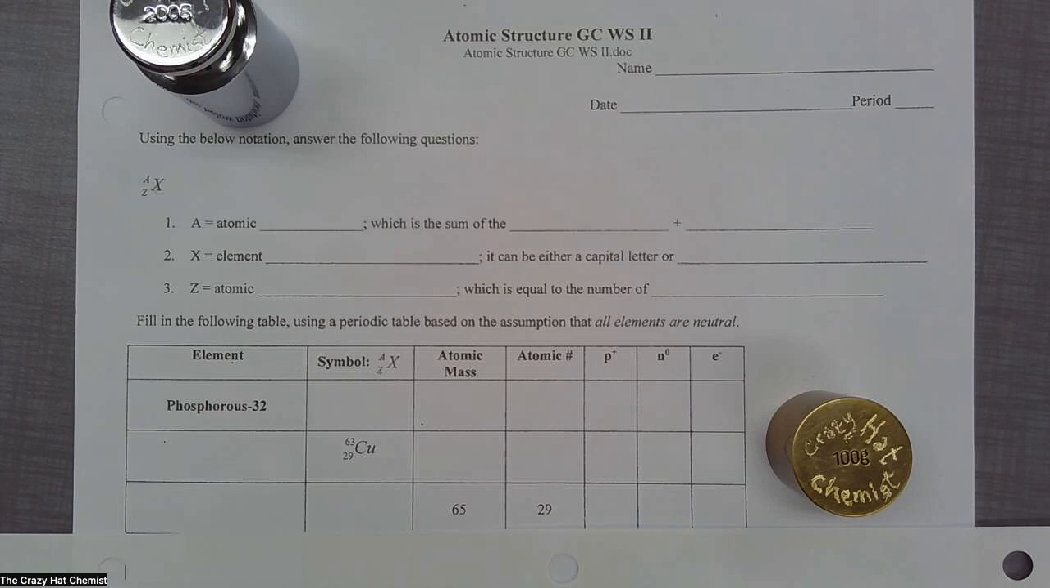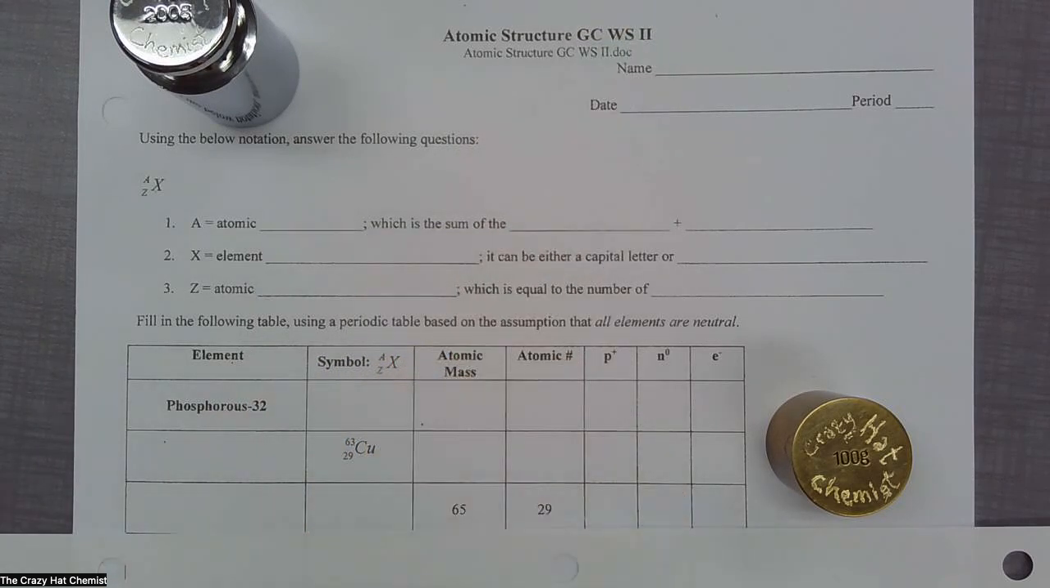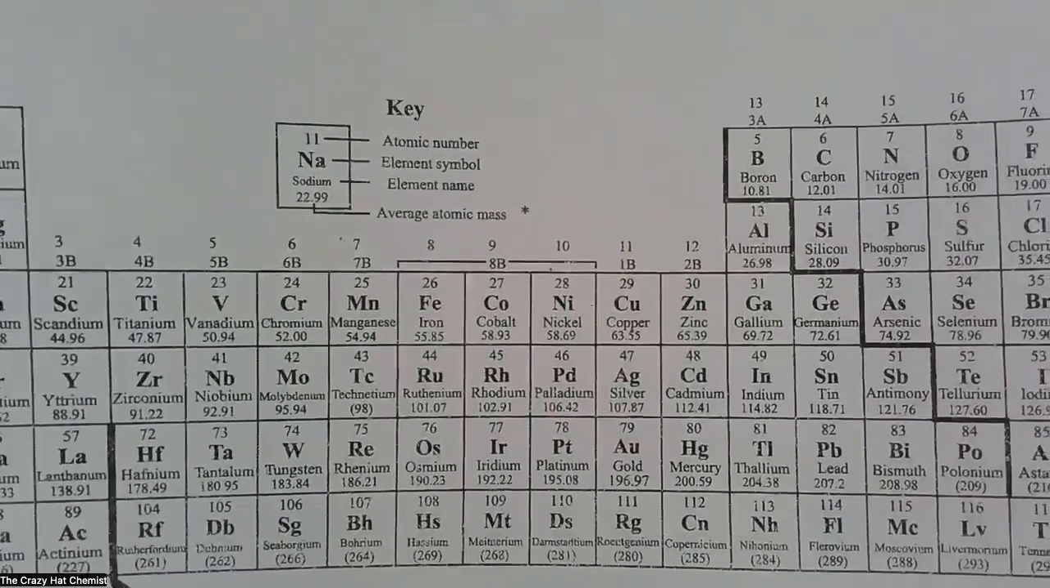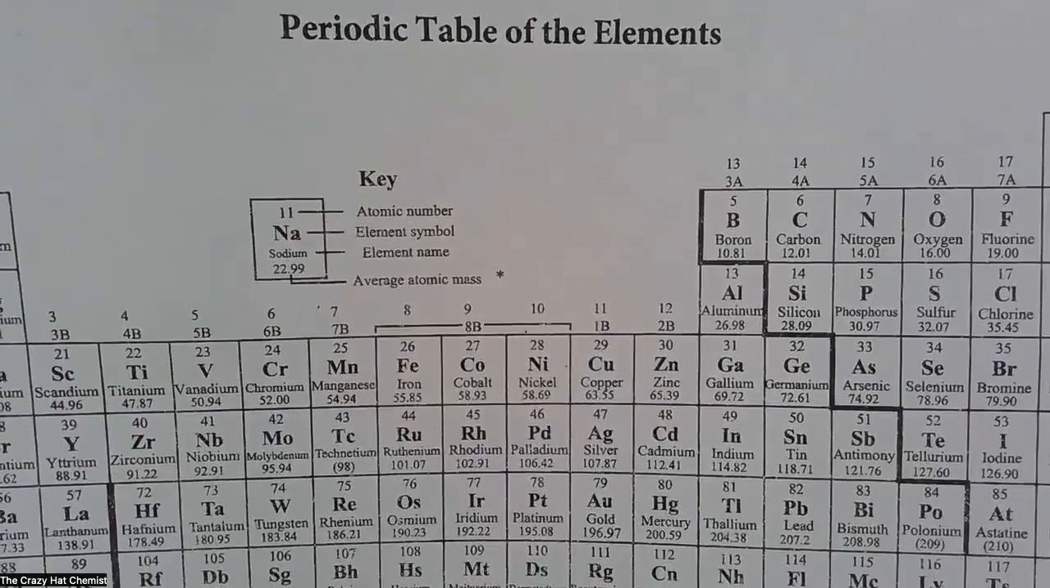We got another worksheet here to do, folks, in general chemistry, and it's called Atomic Structure General Chemistry Worksheet number 2. So let's see if we can hammer through this and see what you can do. One of the things that you're going to need before you get started on this worksheet is a proper periodic table. This is the periodic table of elements which I'll be using here.